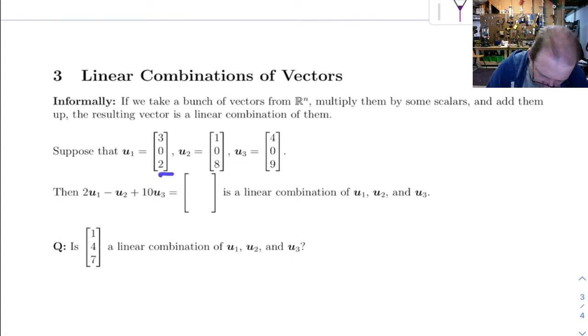Suppose that u1, u2, and u3 are these guys. Then if we just take any coefficients, and I just randomly picked 2, -1, and 10, and multiply them by these guys, we're going to get some resulting vector that's a linear combination of them.